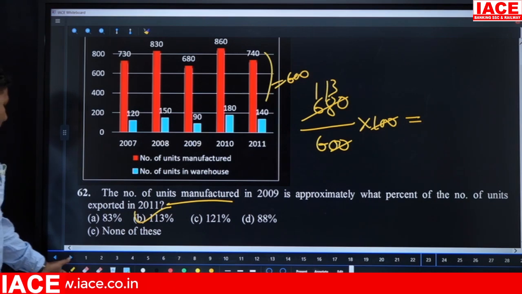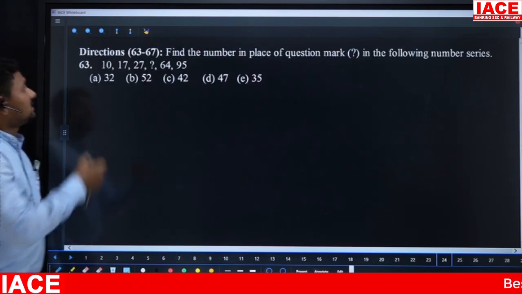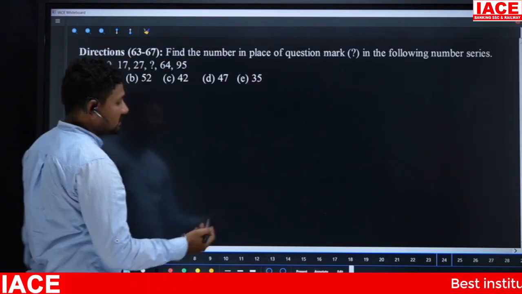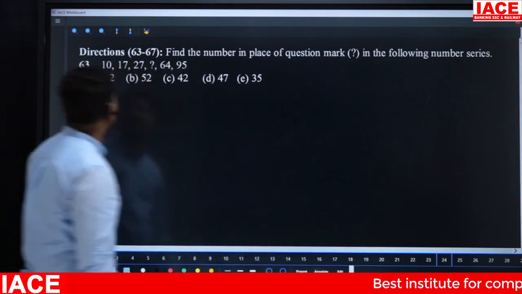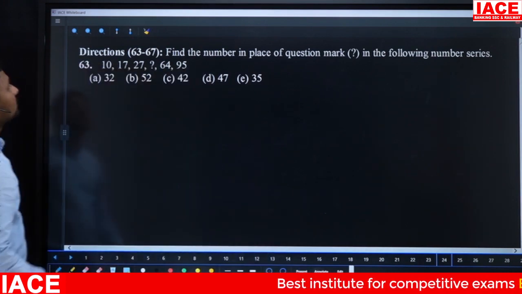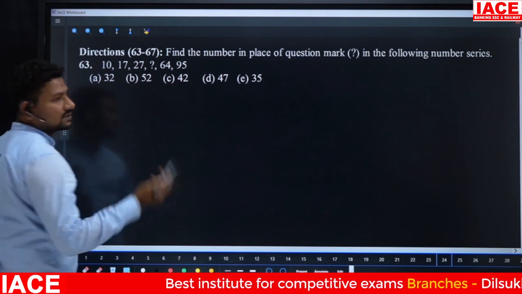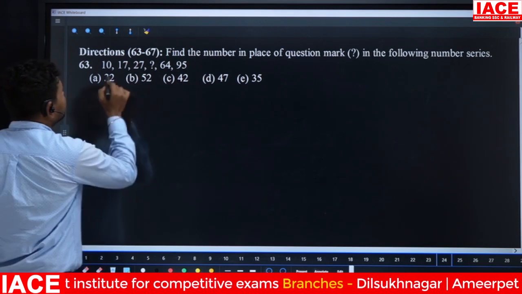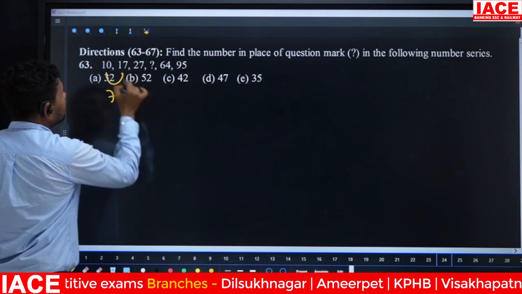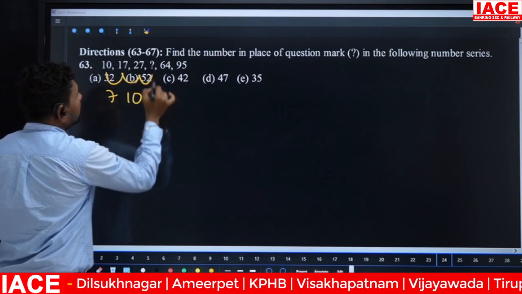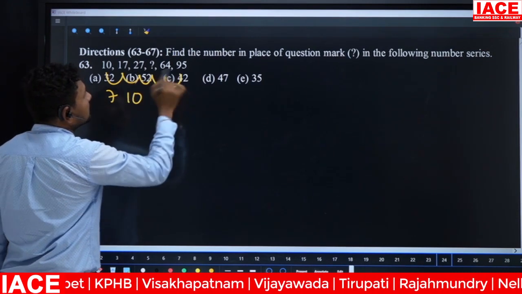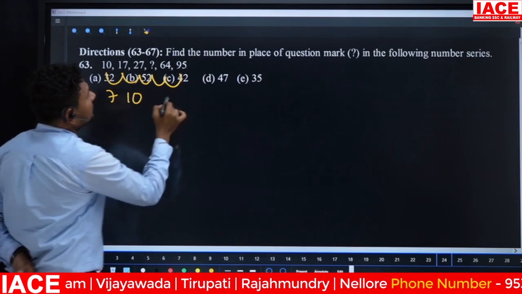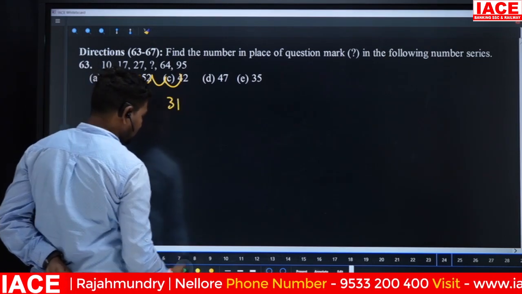And go for the 63 question. There is a number series. They are asking which is the missing number. Look at 10, 17, 27, 64 and 95. Look at the differences. First of all we go with the minimum basic values. It is a difference 7 and it is a 10 and we don't know the difference, and here the difference 64 plus 95, it is a difference of 31.